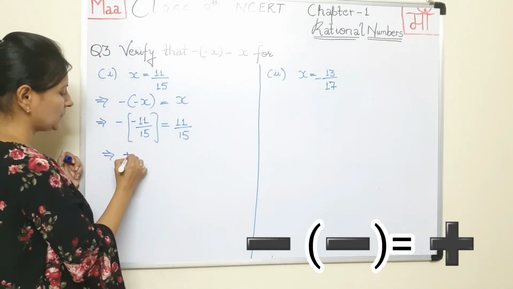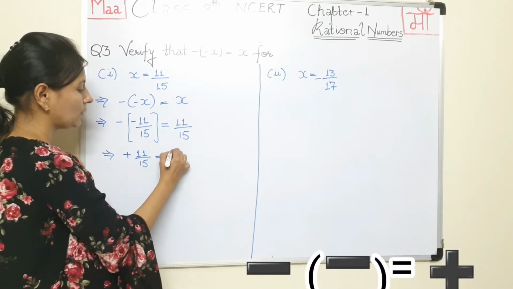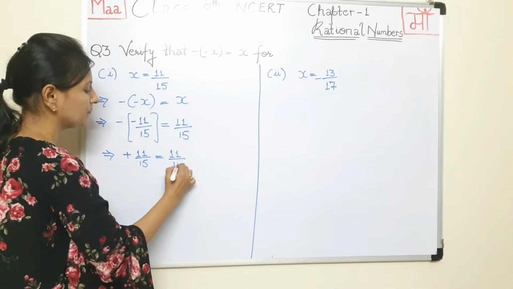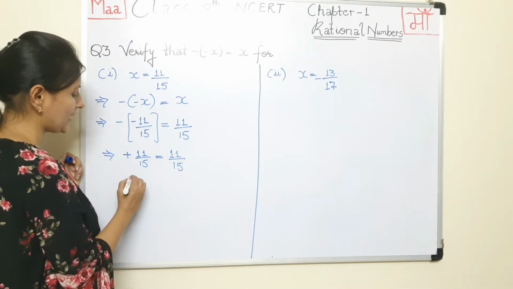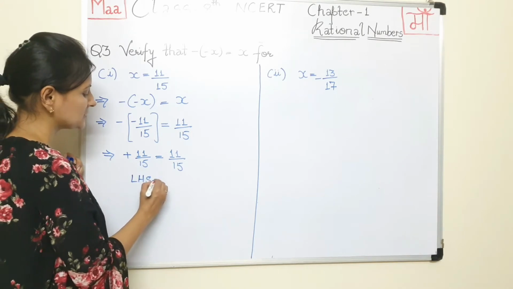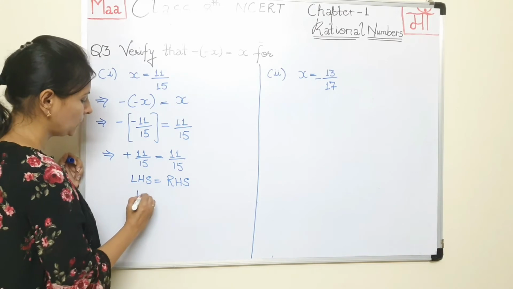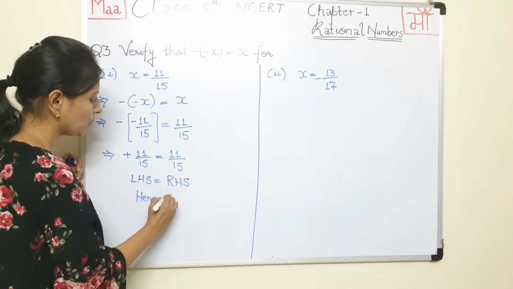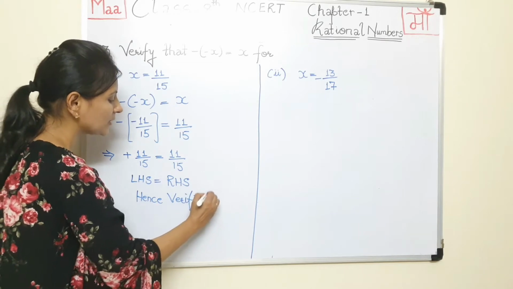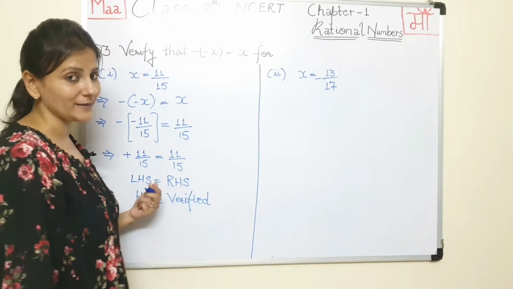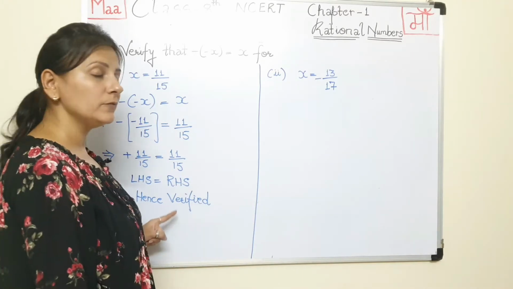So here it will become plus 11 upon 15, and here also 11 upon 15. You can see that it is verified now. LHS, left hand side, is equal to right hand side. So hence it is verified. That is what is asked in the question, that we have to verify whether both sides are the same or not, and that is what we have done.